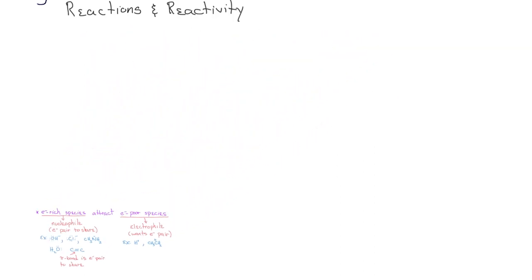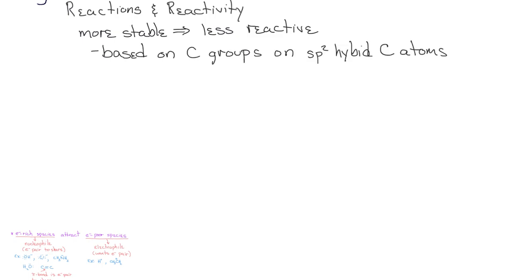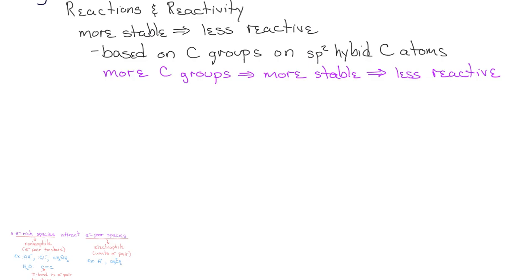Before we get too much further into a discussion of the reactions of alkenes, let's talk about the reactivity of alkenes in general. We've already seen that alkenes can be reactive due to their pi bond, which is an electron pair to be shared. When we look at different kinds of alkenes, we see that how stable they are, or how less reactive they are, will depend on the groups that are attached to the sp2 hybrid carbon atoms.